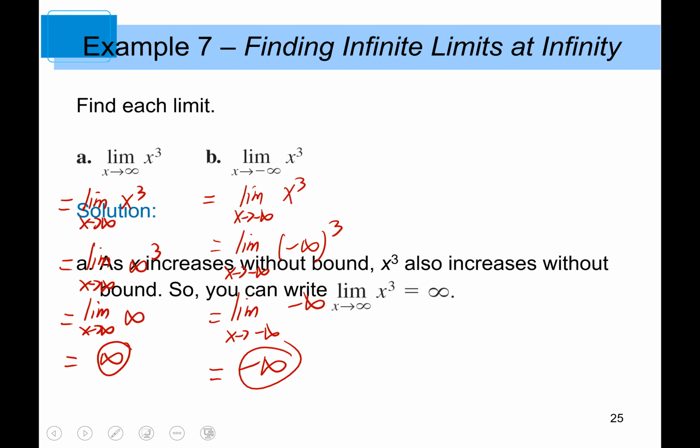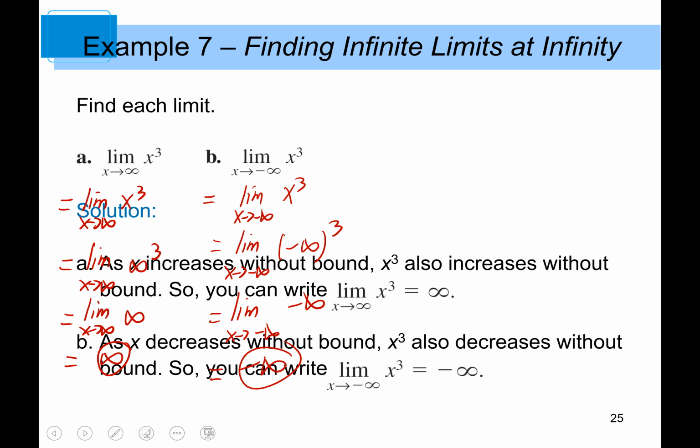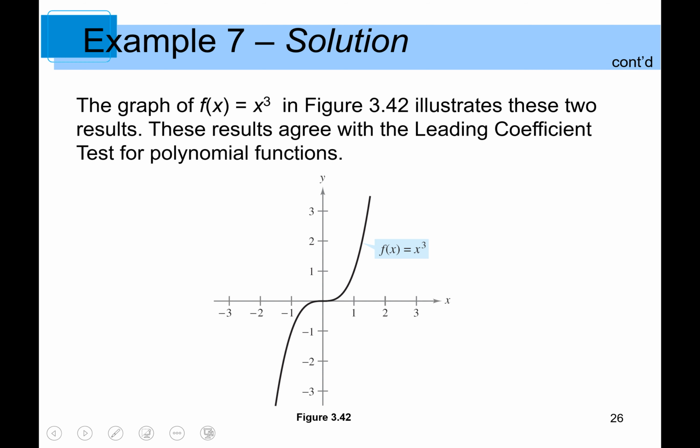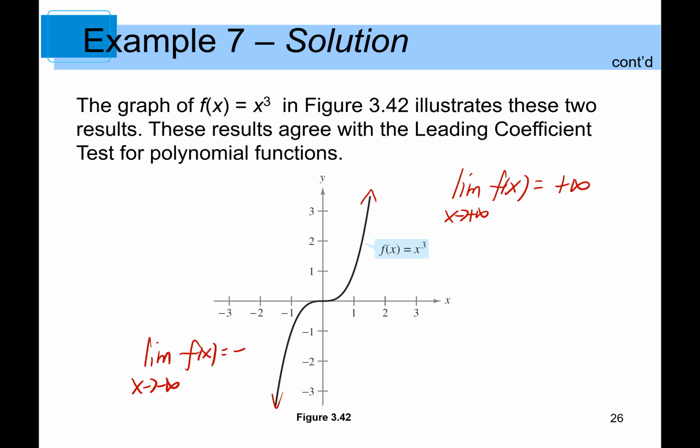So that's basically the graph of f of x equals x cubed. As you can see, this is the graph. It goes up without bound and goes down without bound. So the limit when x approaches positive infinity of f of x is positive infinity. The left-hand behavior, where x approaches negative infinity, for f of x is negative infinity because it goes down without bound, right? It goes up without bound.